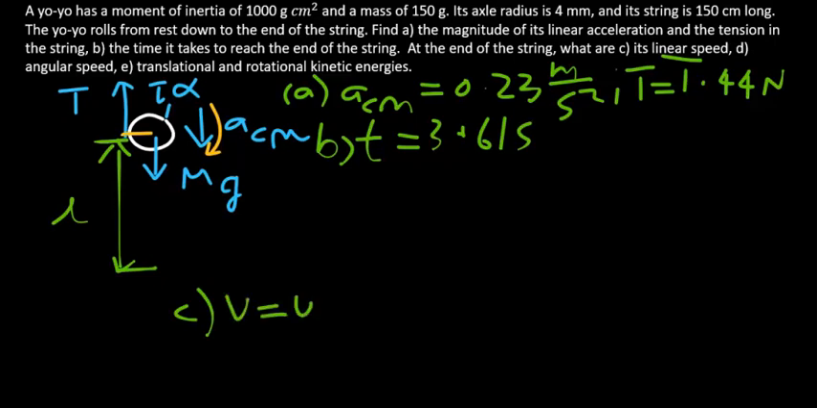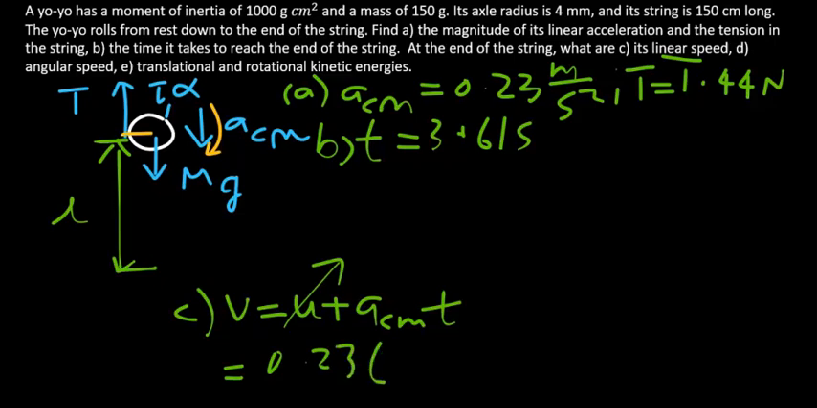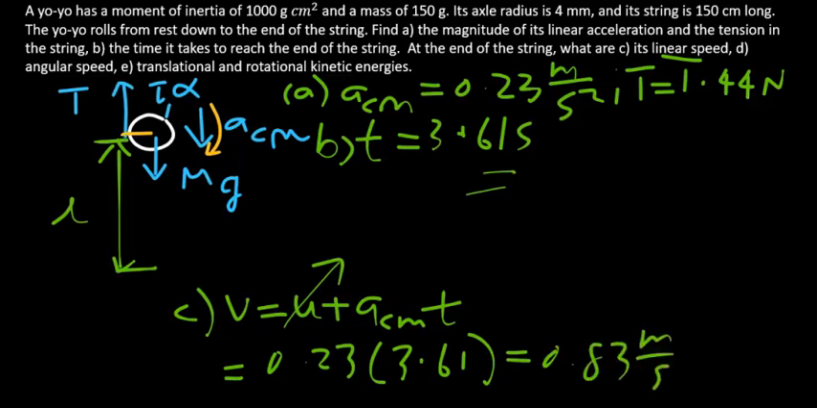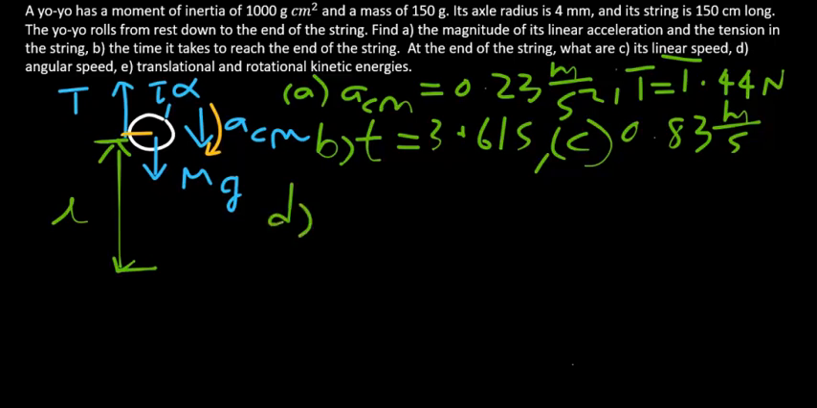Part C, at the end of that string, what is the linear speed? Of course, we can use kinematics again to do this. u is 0 because it's starting from rest. Acceleration is 0.23. Time we have figured out, 3.61, that's in part B. And the answer is 0.83 meters per second.